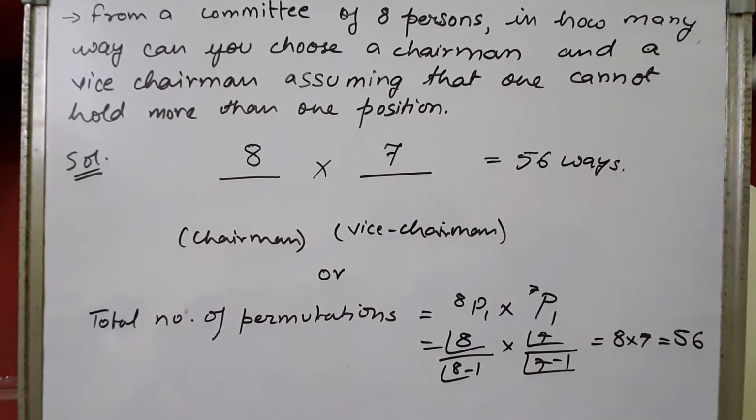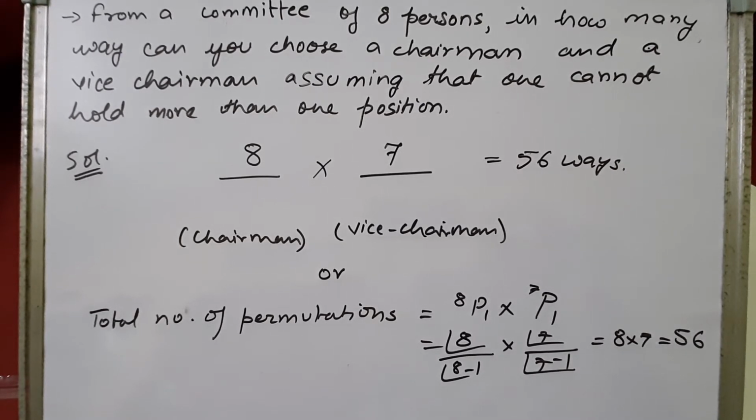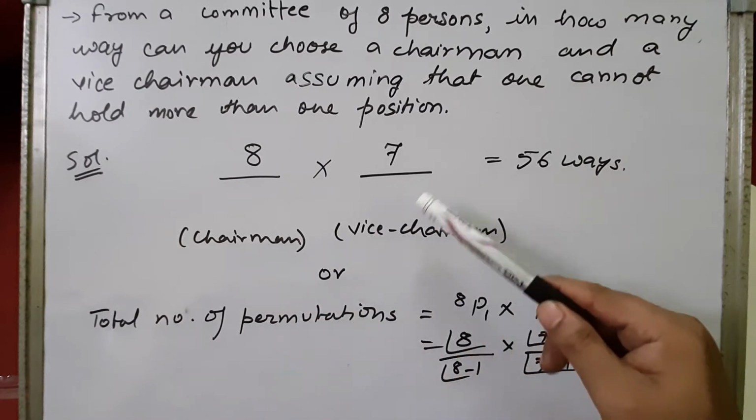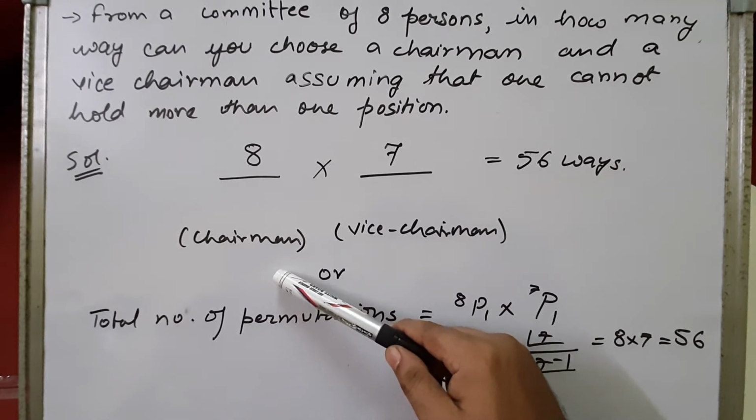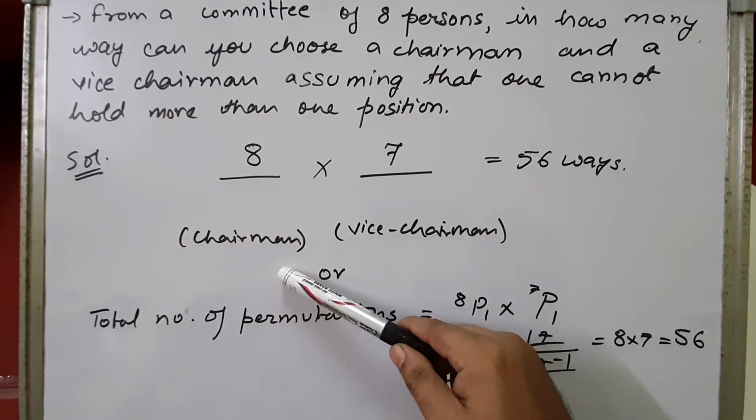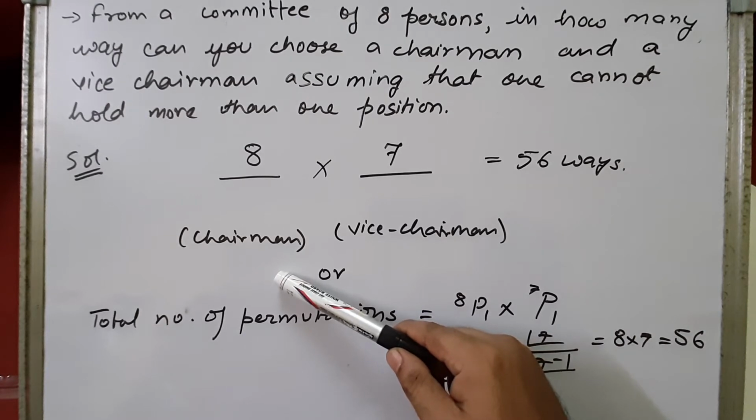Let's see another sum, children. Here it is given: from a committee of 8 persons, in how many ways can we choose a chairman and a vice chairman, assuming that one cannot hold more than one position? That means both positions will not go to the same person. So how many positions do we have? We have 1 position for chairman and 1 position for vice chairman. For the chairman, suppose we fill first, how many options do we have? We have 8 options. Any person from the 8 can be the chairman.